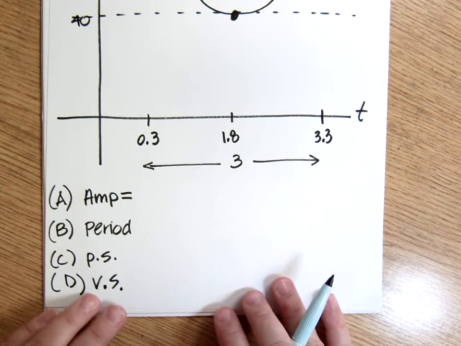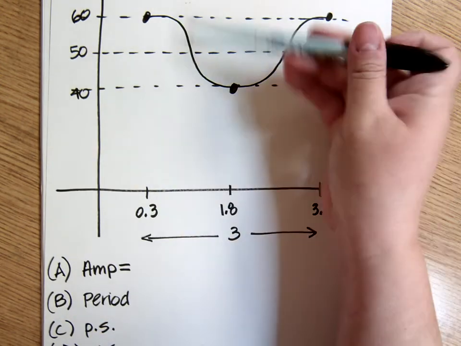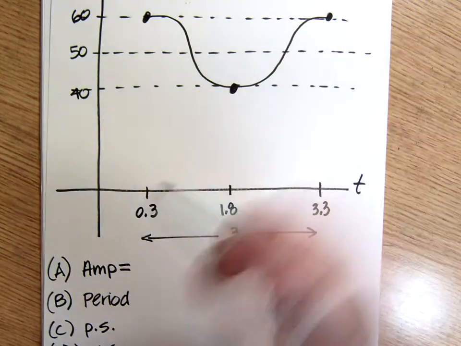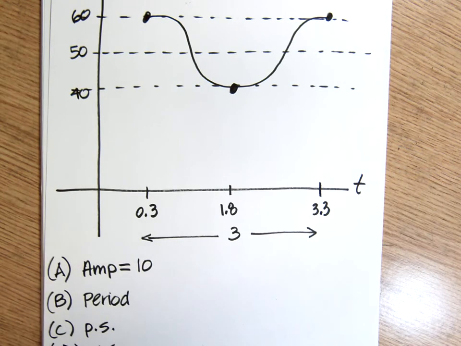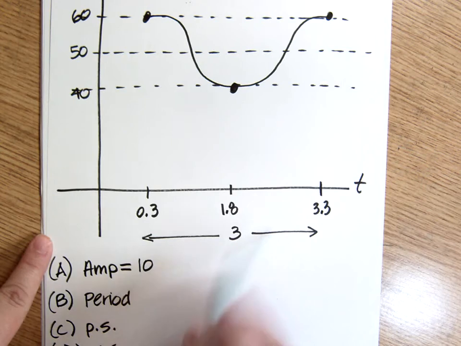The amplitude is how far above or below the midline it goes. From 50 to 60 is 10, and from 50 to 40 is 10. Amplitude is 10. Amplitude is never negative. If you have a negative in front of it, that indicates a flip or a reflection across the midline, but we don't call that part of the amplitude. That's just a separate thing. Okay, period. We just said it was 3.